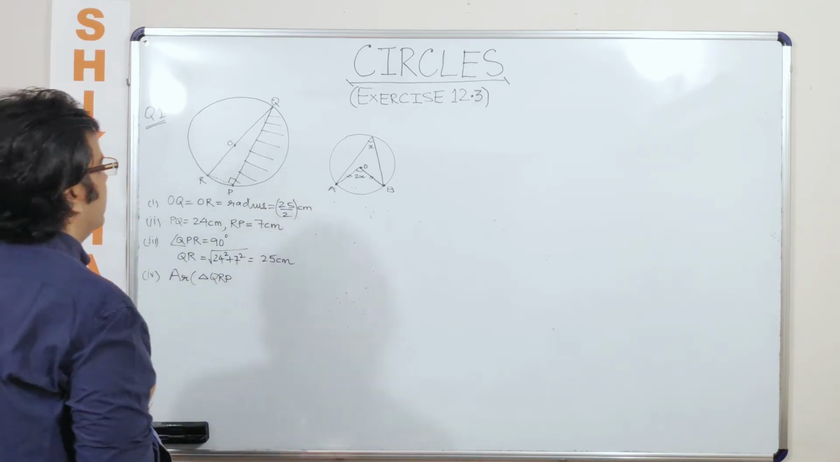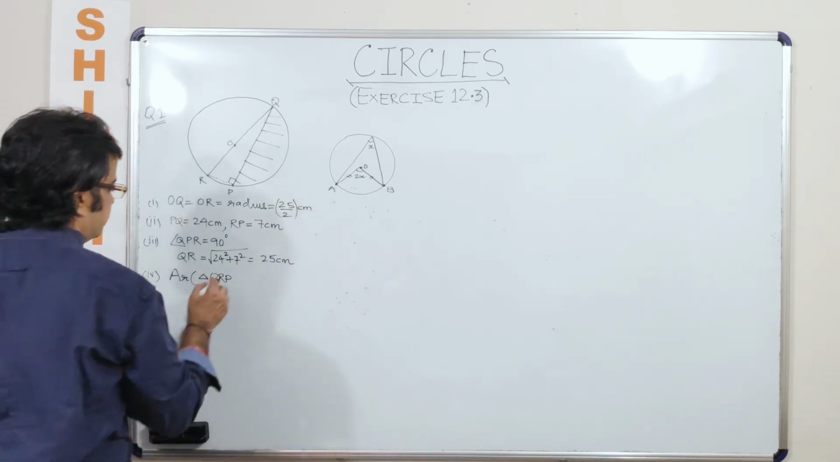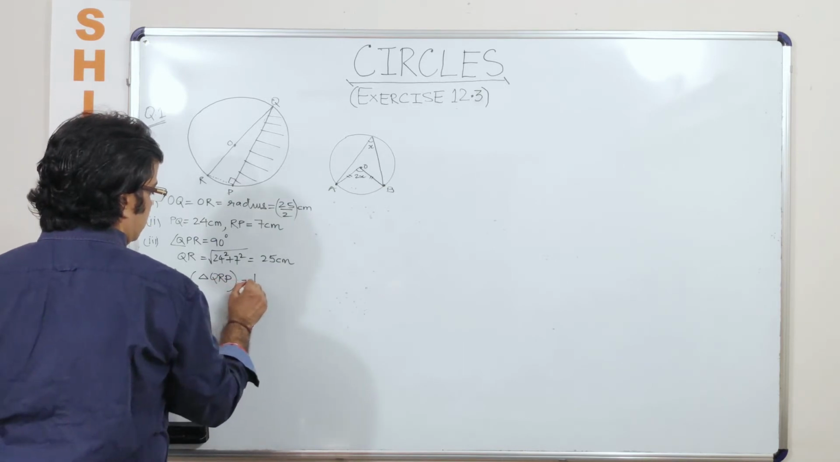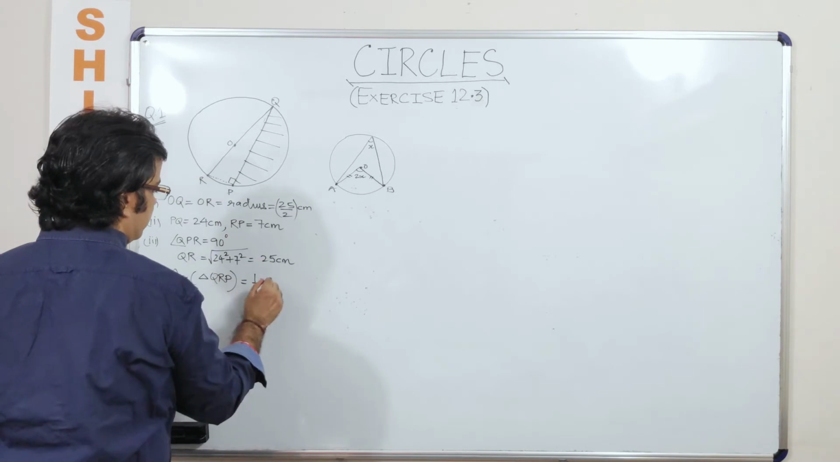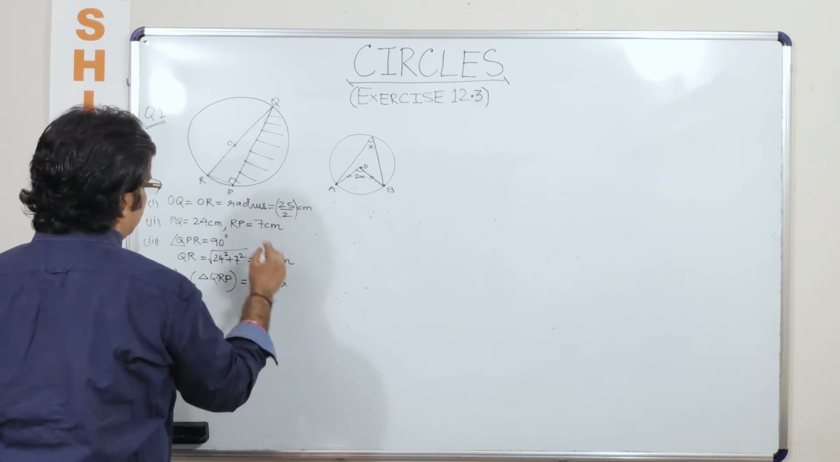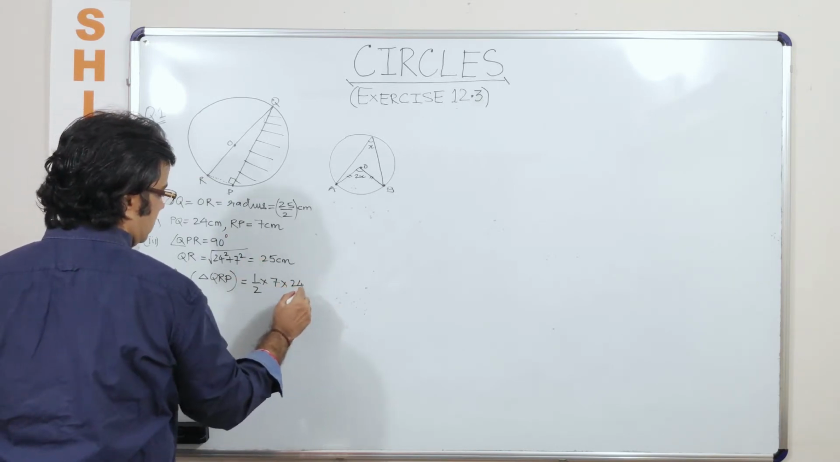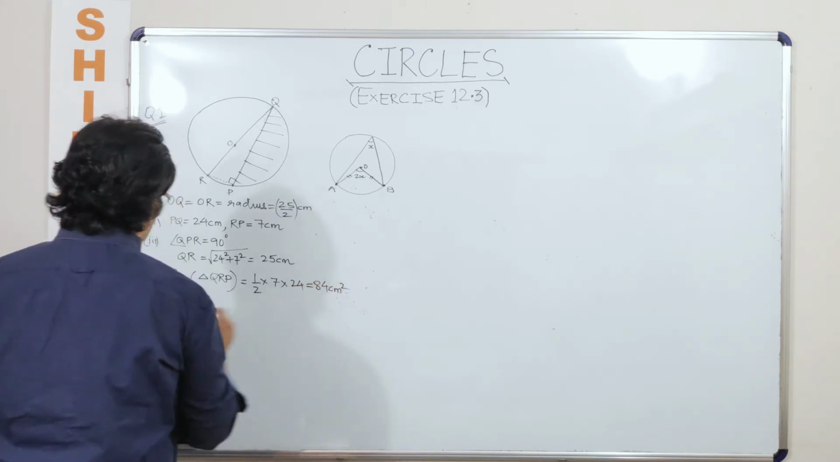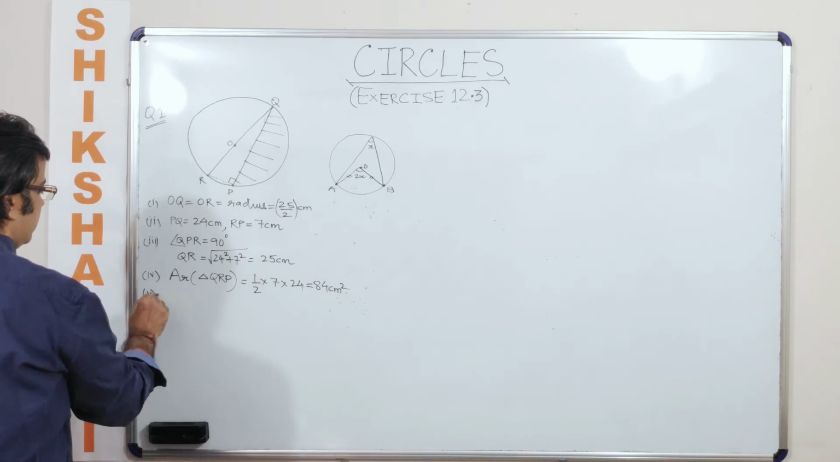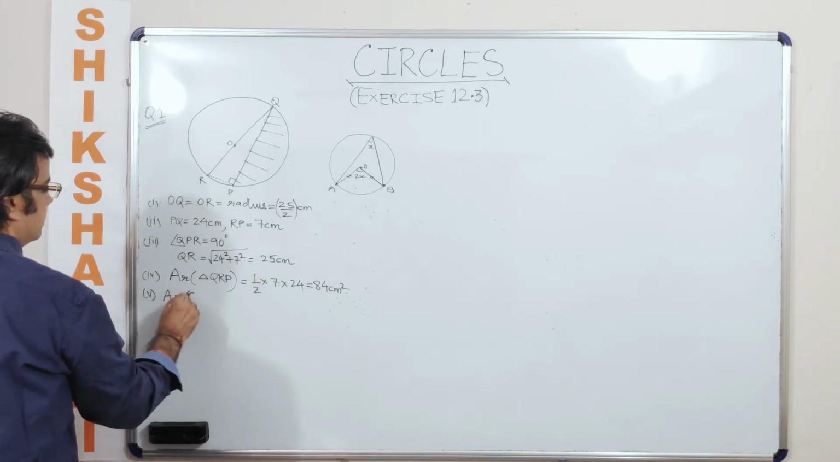So when we are finding out the area of the triangle, this will be half into base RP, which is given to you as 7, into height, which was given to you as 24. So this comes out to be 84 centimeter square. And then you can calculate the area of the circle.